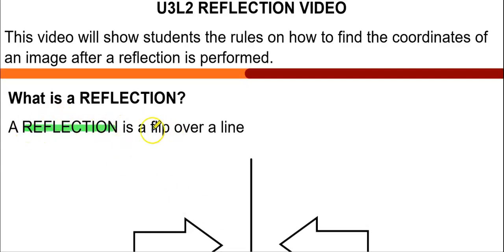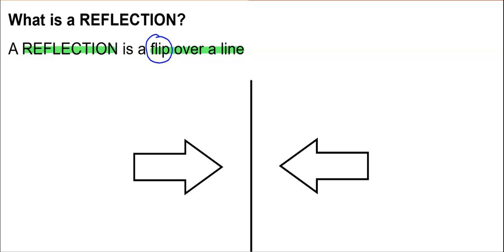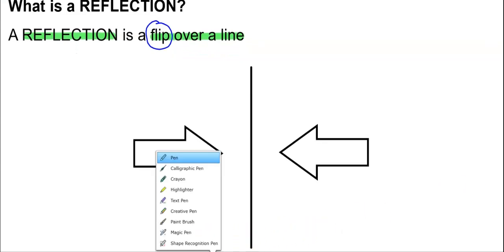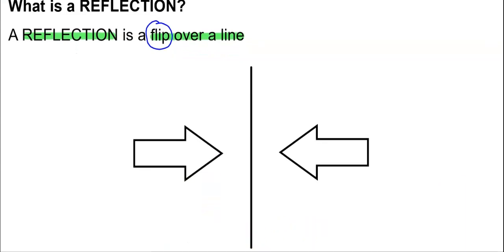A reflection is a flip over a line. The easiest word to describe a reflection is right here, the word flip. So here is a visual representation of a reflection. Notice we have a line. Right there is a line. That is my line of reflection. This is the line that I am going to flip my pre-image over to make the image.